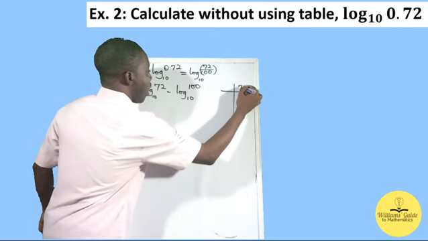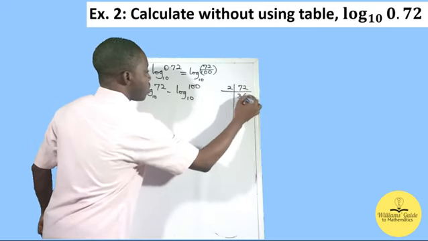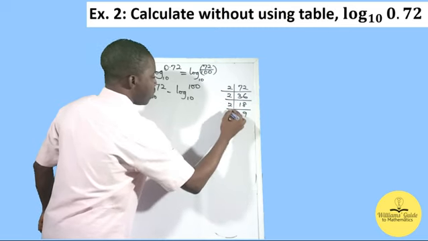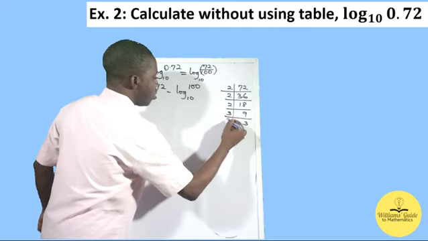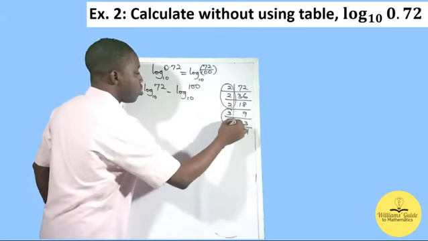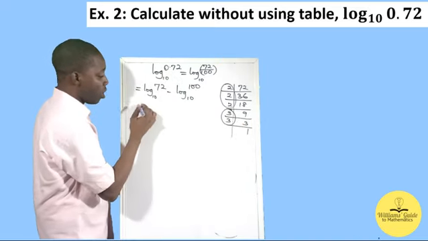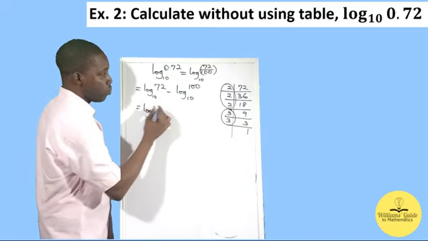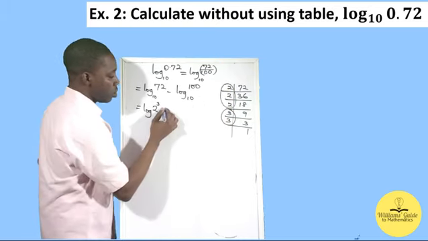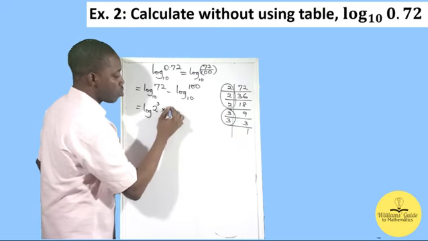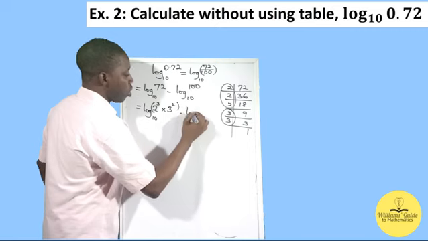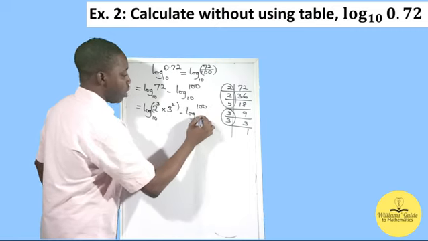72, I have 2 in 72, that's 36. Another 2 will give me 18. Another 2 will give me 9. 3 can go, 3 in 9 is 3, 3 in 3 is 1. So I have 2 in 3 places and 3 in 2 places. So I'll come here by writing my log 72 as 2 raised to the power 3 because I have 2, 3 times, times 3 raised to the power 2 in base 10 minus log 100 in base 10.